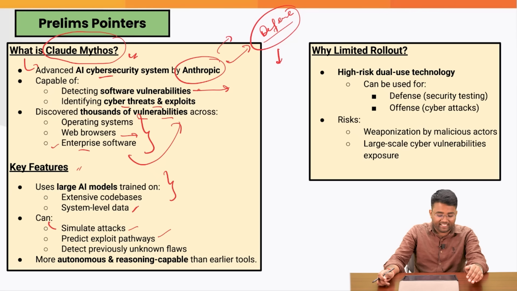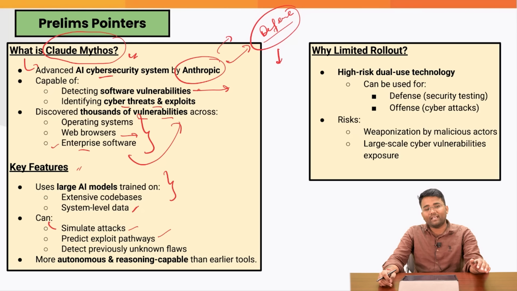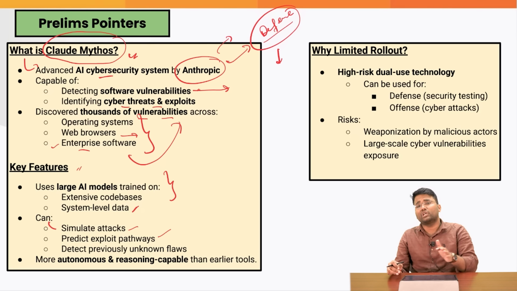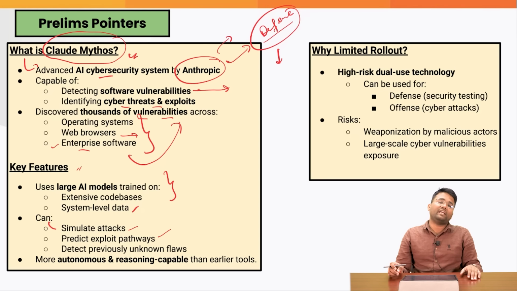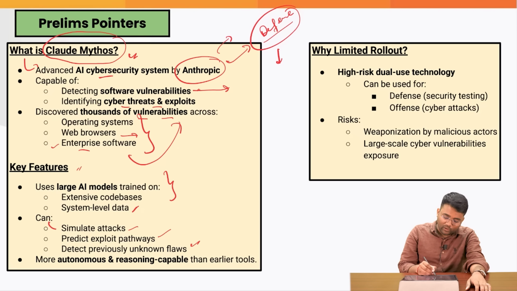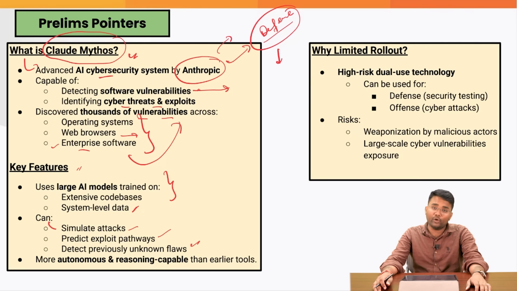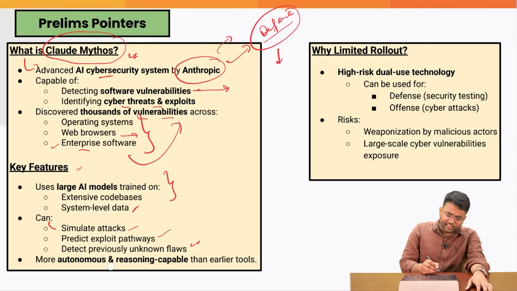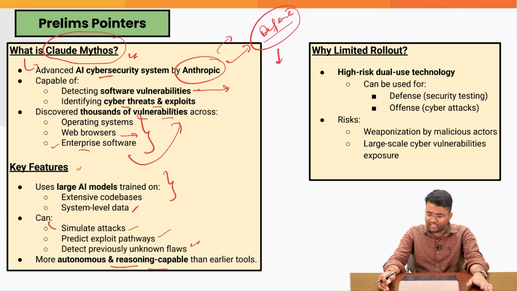It can also predict the exploit pathways, that they can themselves tell that this can be one of the ways by which your system, your software or your browser can be attacked. And similarly, we can go for mitigation and adaptation measures to tackle that in future. They can also detect if there are some previously unknown flaws in that particular system, and it is more autonomous and reasoning capable than the earlier tools.